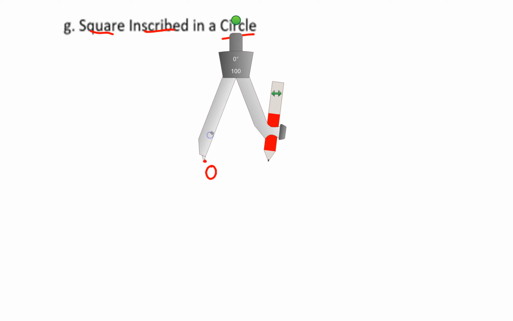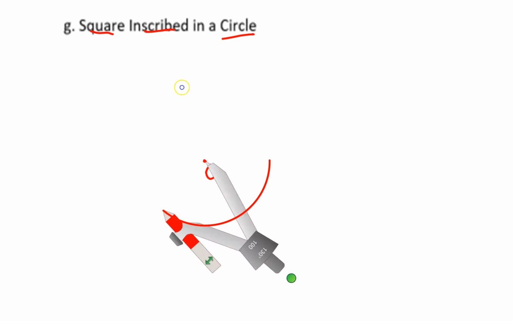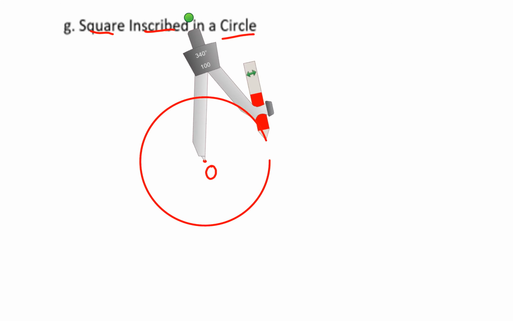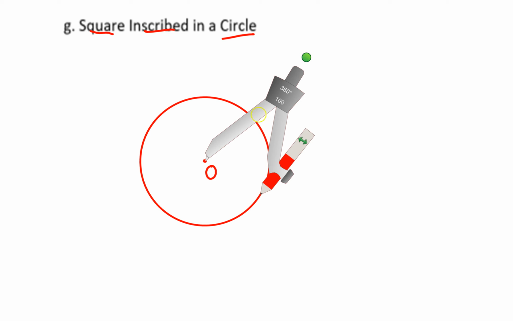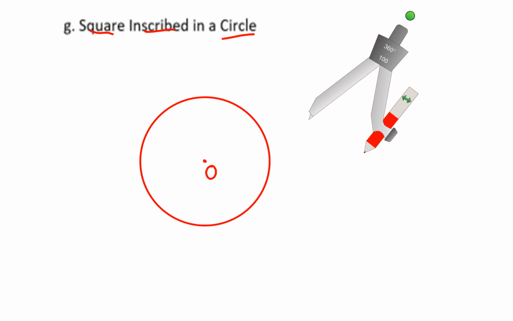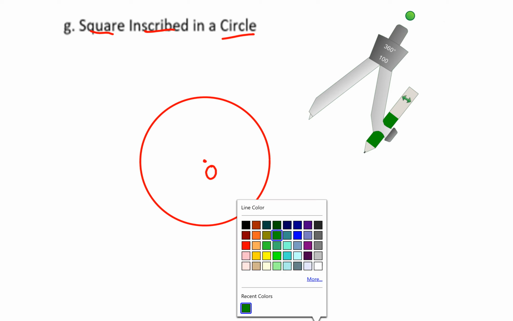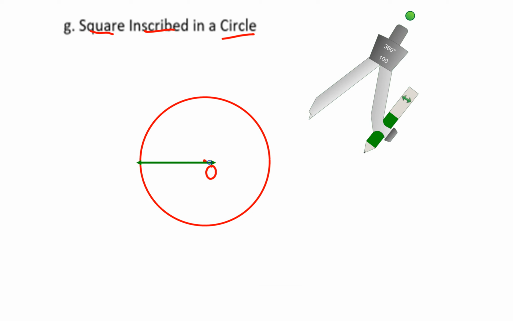Make mine a little smaller here. Compass center on that center, and alright, let's draw a circle. So, we got our circle drawn. Now, to get a square inscribed in the circle, our next step is going to be to draw a line. We're going to draw a line that is actually the diameter of this circle.